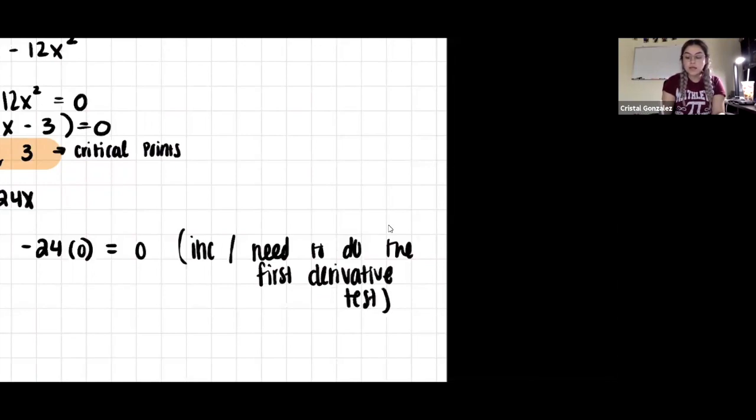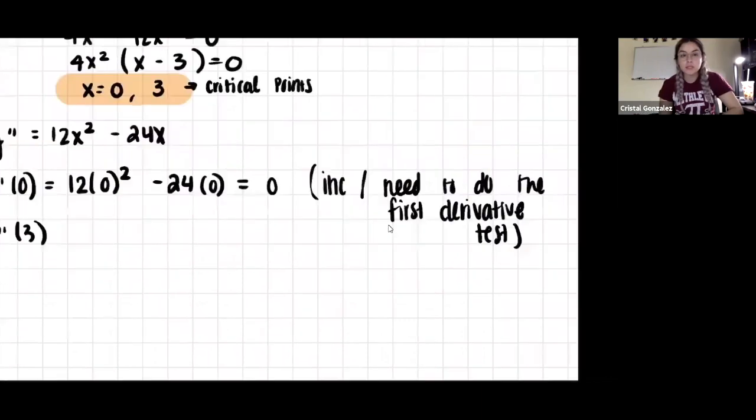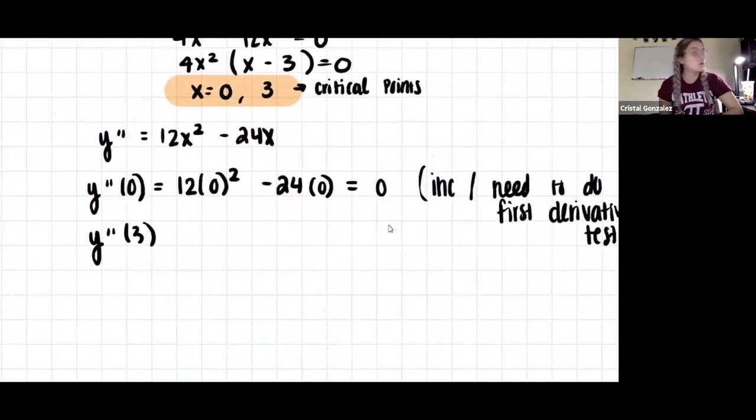And sometimes that happens. Sometimes you'll run into a point where the second derivative doesn't work, and that's okay. You know how to do the first derivative. It's just sometimes, if it does work, then the second derivative test might be a little bit easier to do because you don't have to do test points or anything.